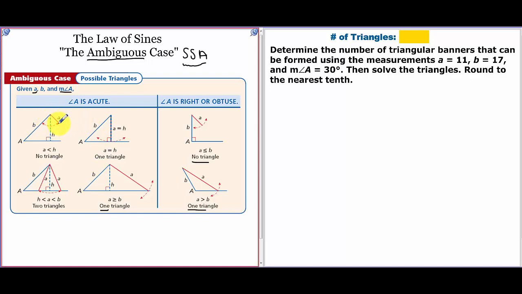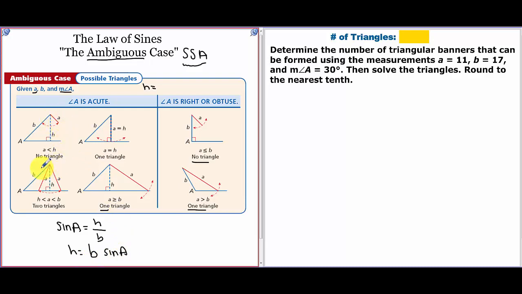If the side opposite is less than what the height is, now remember, the height in all of these triangles would be equal to, let me set up a proportion down here. So the sine of the angle that we're given, in this case we're given angle A, the sine of angle A is the height over side B. So our height in this case is what I call the opposite side B times the sine of A. So you have to find the measurement of this height and compare it to A.